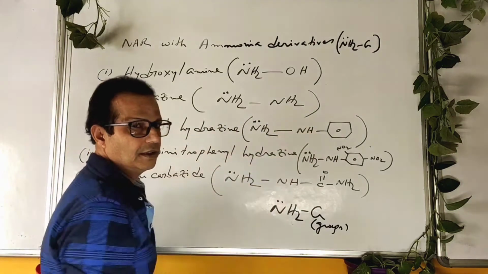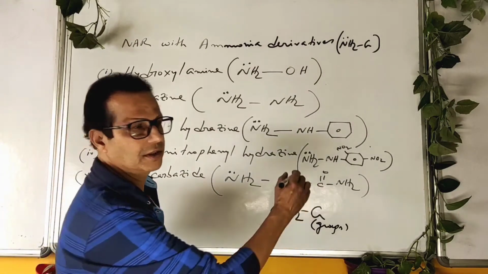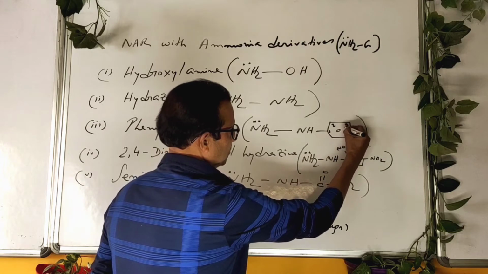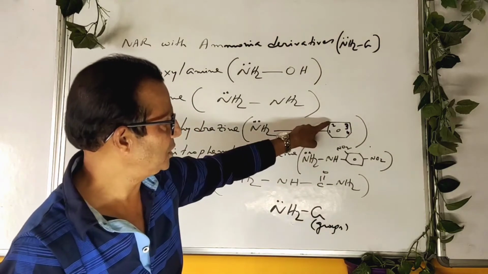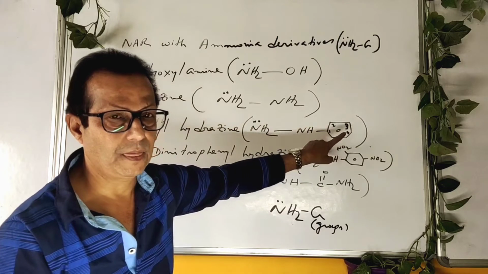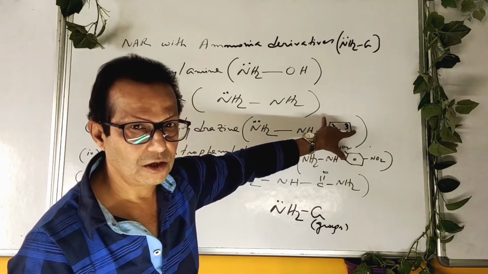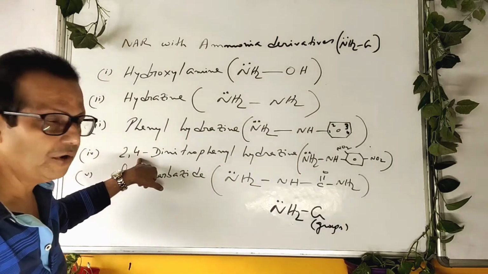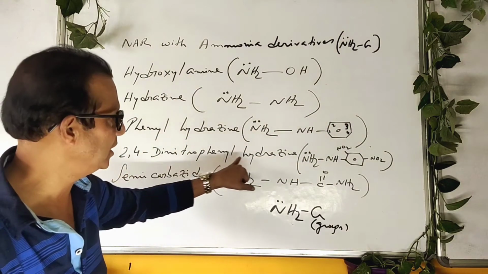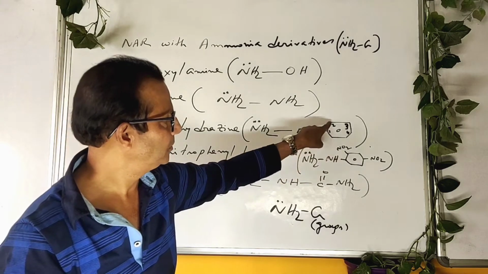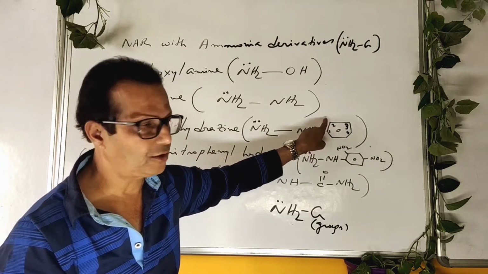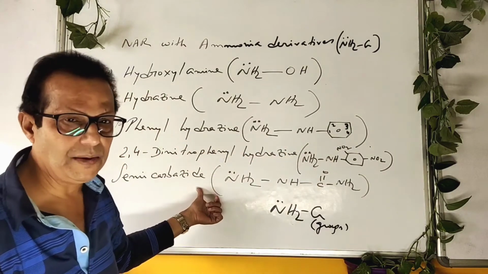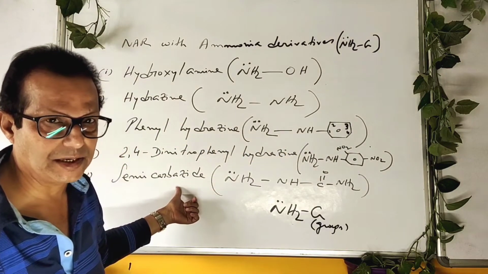If we mark the number of carbon atoms, so this is 2 position, this is 4 position. If you insert nitro group at 2 and 4 positions, such as the fourth one is 2,4-dinitrophenylhydrazine. Insert nitro group at 2 and 4 position, you get. And the fifth one is called semi-carbazide.